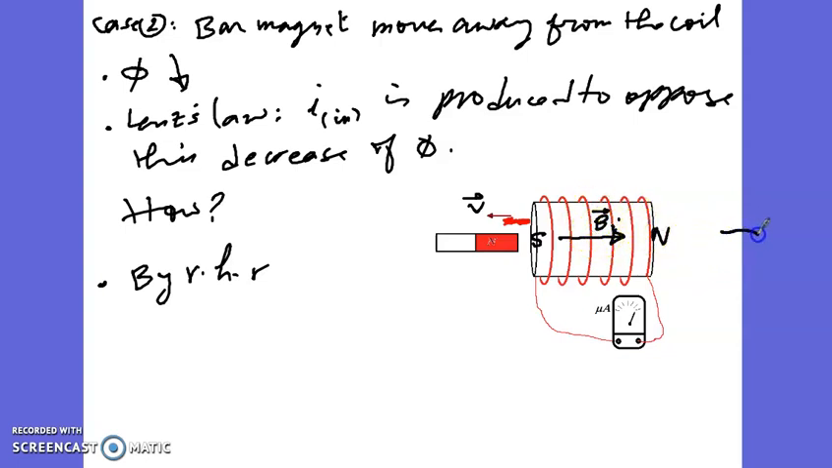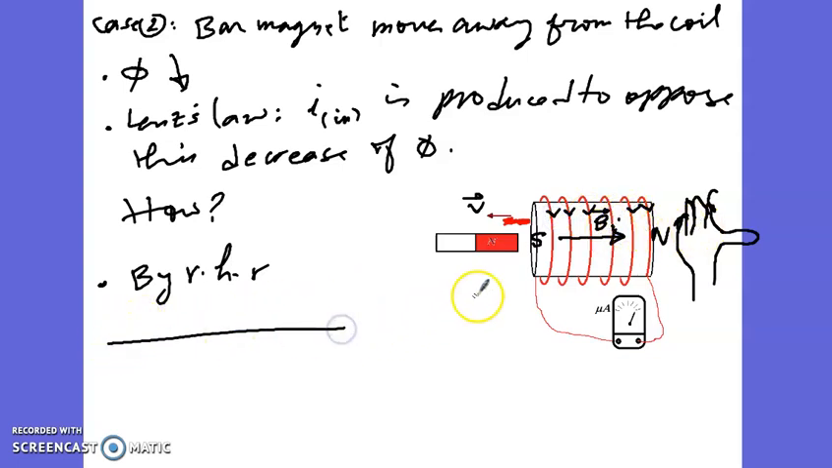So here's our thumb of the right hand, and here is our right hand. So this is the palm. So what is the sense if you turn the palm, if you turn them down like this? So this is the sense of the induced current. It's very easy. Any problem?